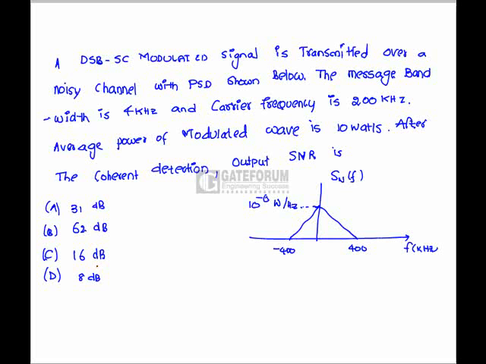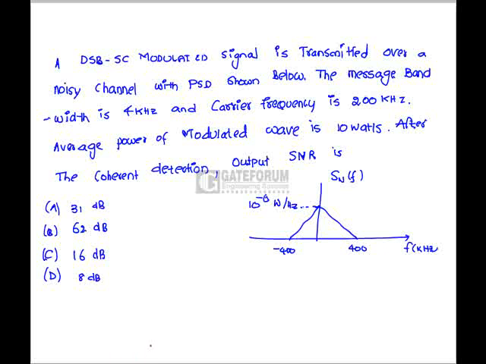A DSB-SC modulated signal is transmitted over a noisy channel with PSD shown below. The message bandwidth is 4 kHz and the carrier frequency is 200 kHz. The average power of the modulated wave is 10 watts. After the coherent detection, the output SNR is?